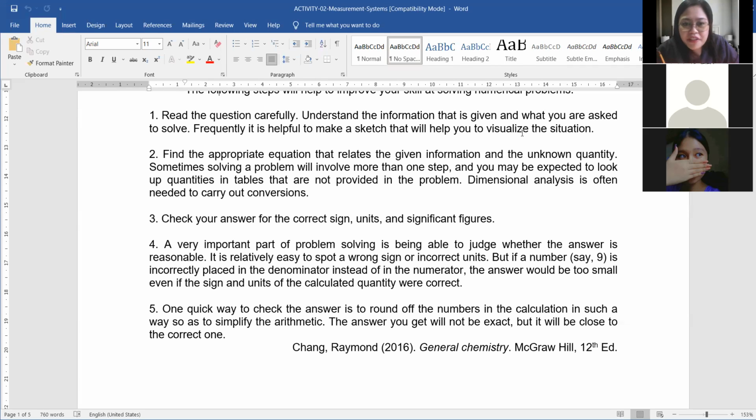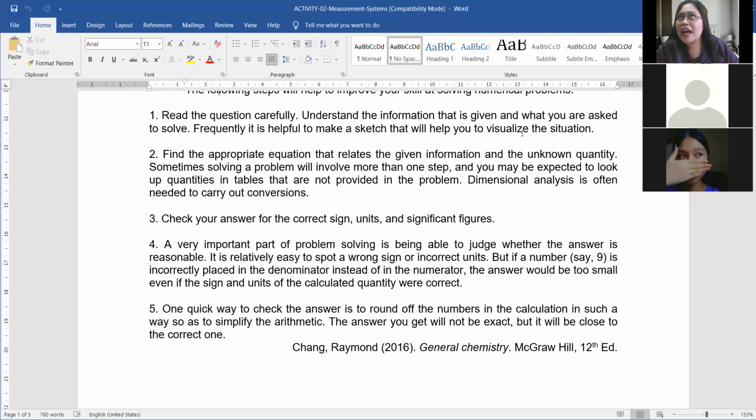Next, a very important part of problem solving is being able to judge whether the answer is reasonable. It is relatively easy to spot a wrong sign or incorrect units. But if a number like 9 is incorrectly placed in the denominator instead of the numerator, the answer would be too small even if the sign and units of the calculated quantity were correct. So after arriving with an answer, and then checking whether your units and your signs and even the significant figures are correct, dili lang na siya nahuman ang problem solving. You have to recheck first if your answer is really correct.